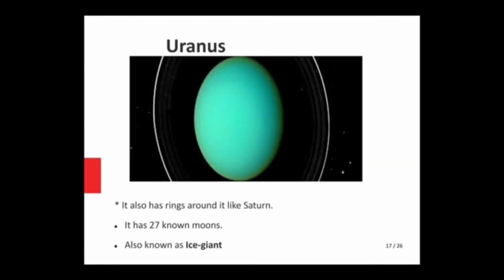The next planet is Uranus. It is the seventh planet from the Sun, and like Saturn, it also has rings, but Saturn is more beautiful than Uranus. And Uranus is also known as an ice giant because a large part of this planet is made up of ice.